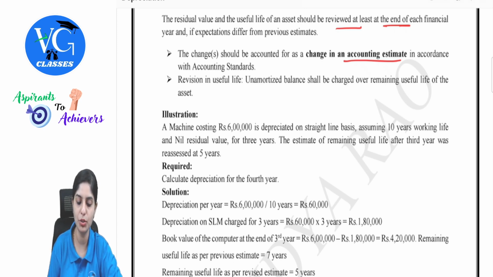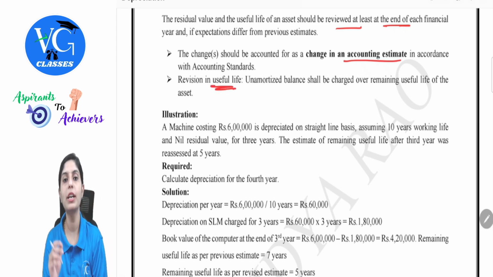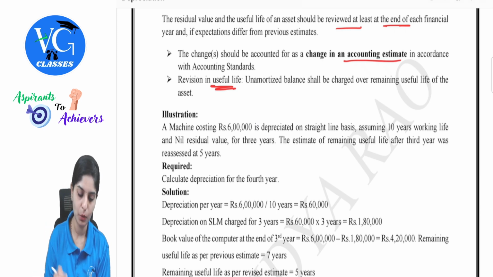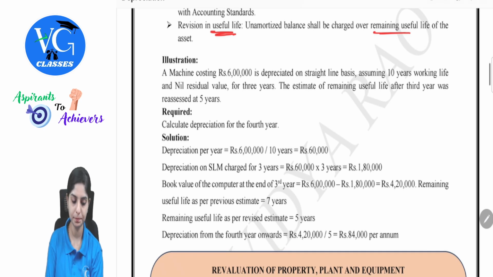Revision in useful life. Unamortized balance shall be charged over remaining useful life of the asset. So based on the useful life which is revised, whatever amount, unamortized means whatever balance is left with respect to written down value, that will be depreciated over the remaining useful life. Let's understand this with an example.